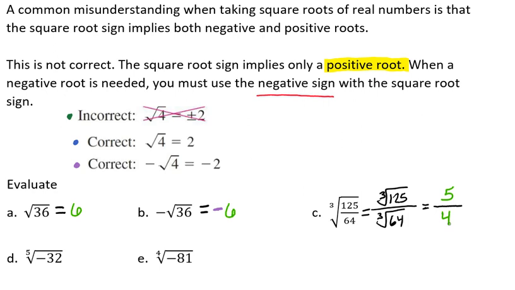Let's look at another problem. In problem D, we have the cubed root of negative 32. Now some people would go, oh, you can't do that. There's a negative inside. But we can. And the reason that we can is because it's an odd root. Odd roots are allowed to have negatives on the inside, but even roots are not.